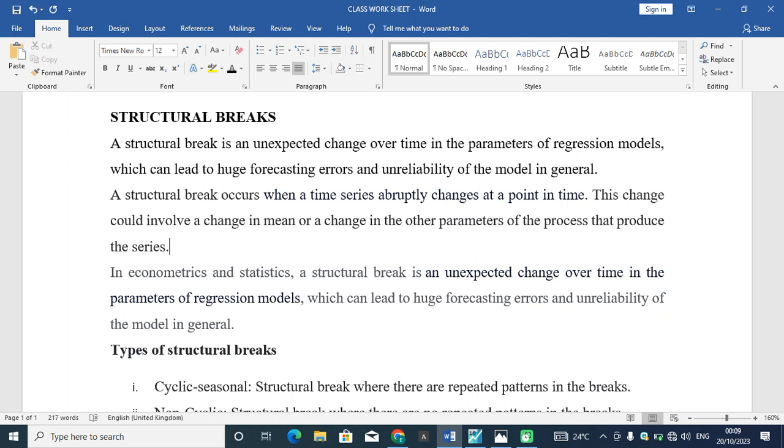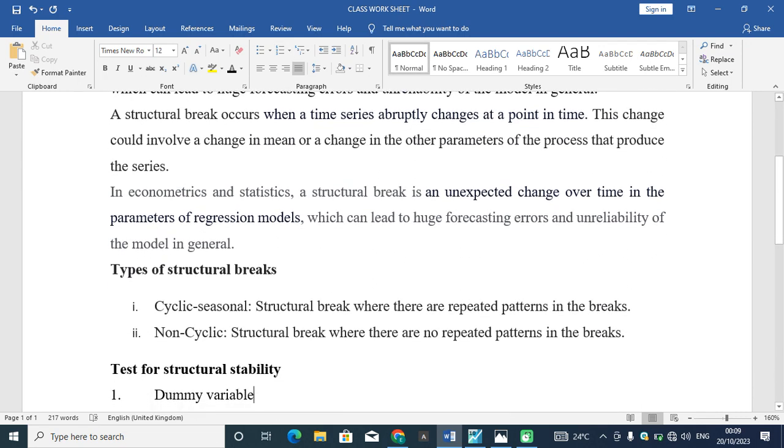So the issue of structural break, we have two types of breaks. We have the cyclical or the seasonal break. And according to what we know about the word cyclical or seasonal, they are breaks that occur repeatedly over a particular period of time. A seasonal break has a pattern. A seasonal break has a period it comes.